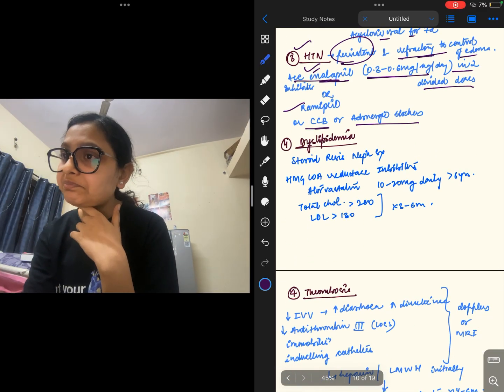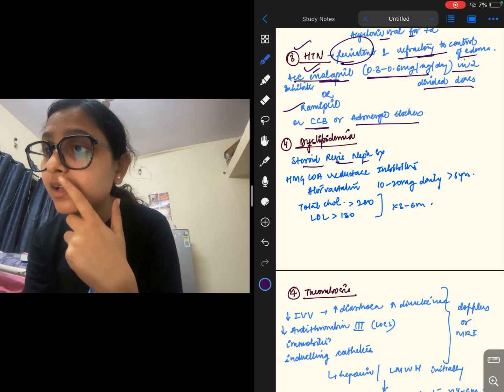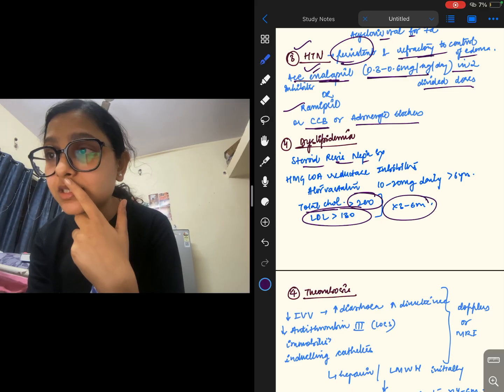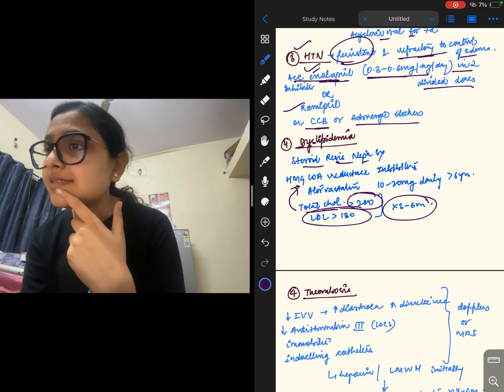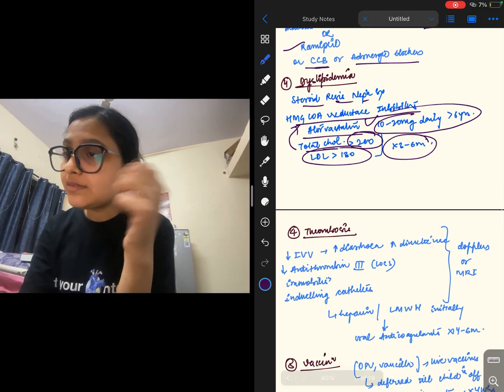Then dyslipidemia. In steroid resistant nephrotic syndrome, if dyslipidemia is present, if total cholesterol is more than 200 or LDL is more than 130 for 3 to 6 months, you can start statins, HMG CoA reductase inhibitors, atorvastatin at 10 to 20 mg daily if the child is more than 6 years.